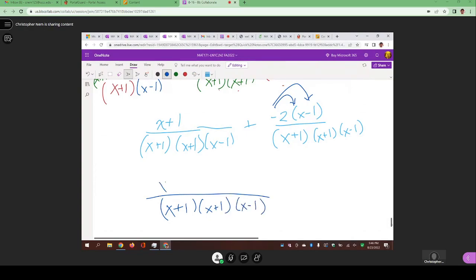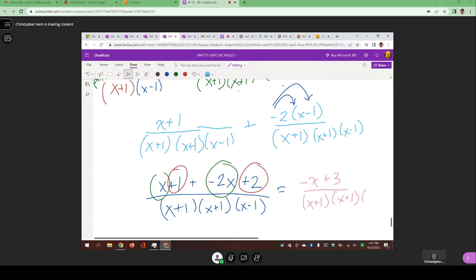Your numerator is going to be x plus 1 plus, well, negative 2 times x. That's going to be negative 2x. And then negative 2 times negative 1. A negative times a negative is a positive. Remember, the negative goes to that 1. We get plus 2. And then I have to combine like terms. Well, my like terms are going to be negative 2x, and it's going to be plus 1 and plus 2. And in doing so, I actually have negative x plus 3 all over x plus 1, x plus 1, x minus 1. Boom.